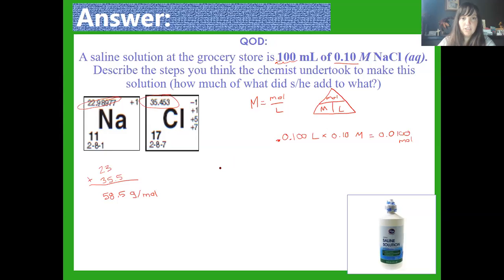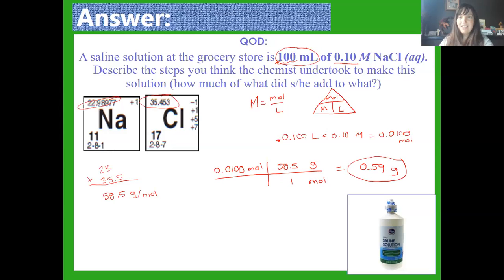So I'll just take my moles here, 0.01. And if you have a unit that has to go, where do you put that unit? Down below. And if you have a unit that you love, put that unit up above. 58.5 grams per mole. You probably do that math in your head. That's 0.59 grams of sodium chloride and 100 milliliters of water. Stir it together, you've got your saline solution. So hey, now maybe you don't have to buy it at the store, you can make it yourself.